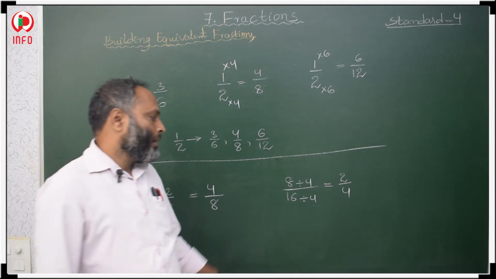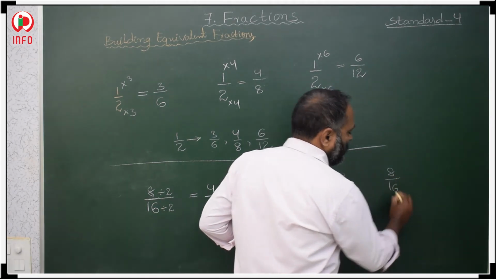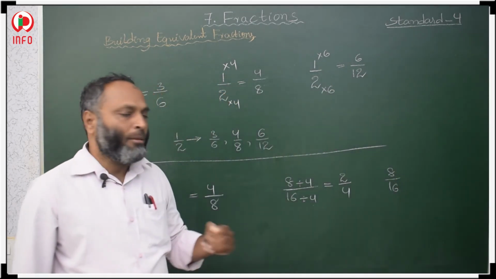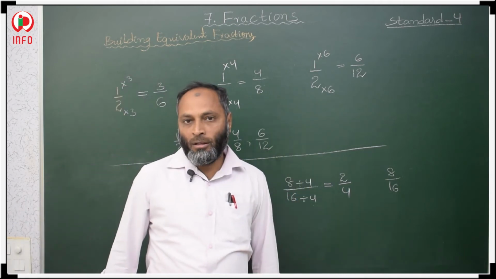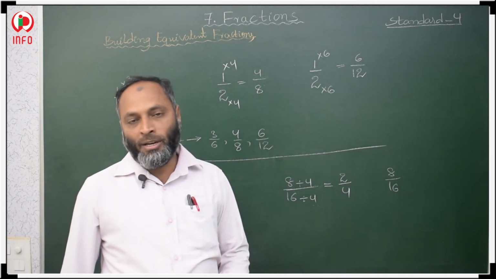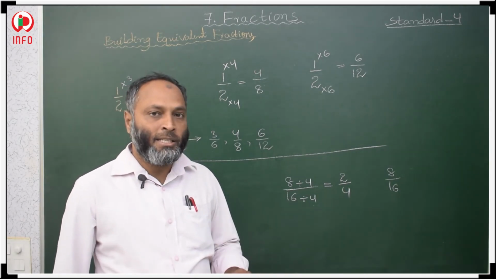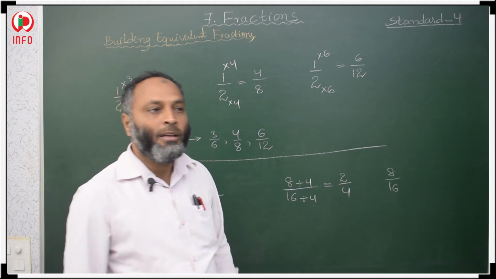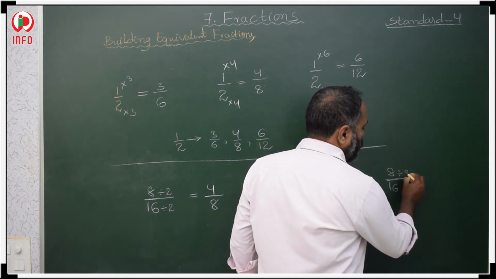Again you have to take 8 by 16. Is there any common factor other than 2 and 4? 2 and 4 are already done. For 8 and 16, again a common factor is 8. 8 is divisible by 8 and 16 is also divisible by 8. So here we have to divide numerator and denominator by 8.